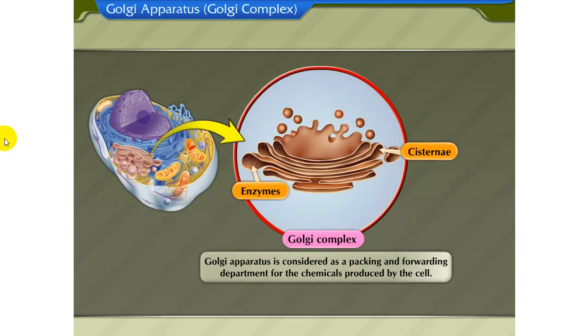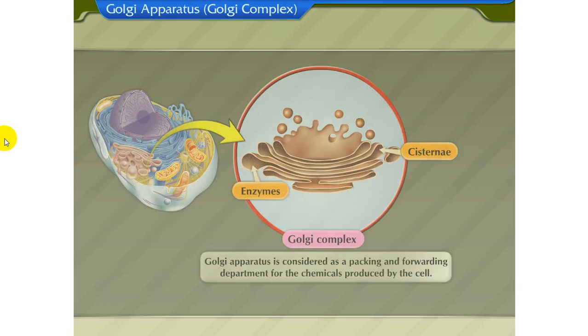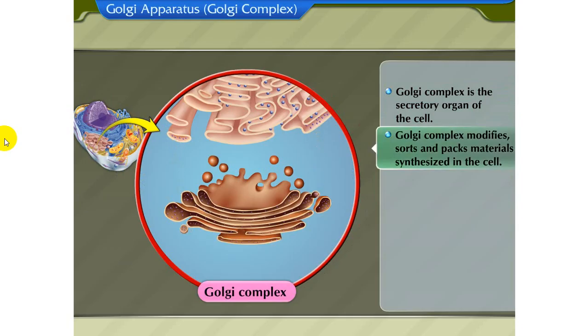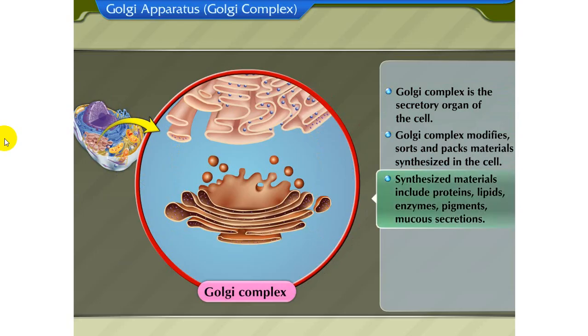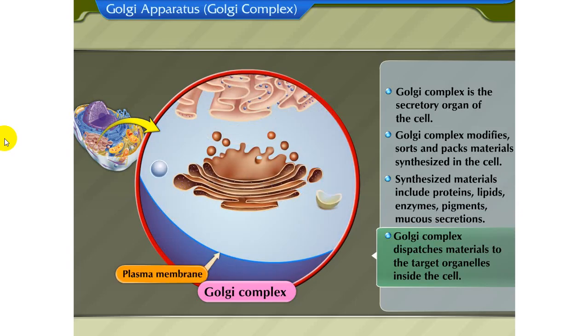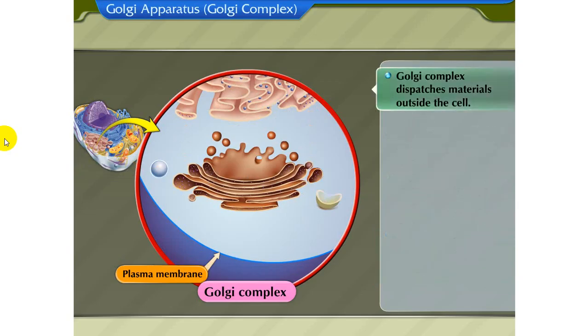Golgi apparatus is considered as a packing and forwarding department for the chemicals produced by the cell. Golgi complex is the secretory organ of the cell. It modifies, sorts and packs materials synthesized in the cell. These materials include proteins, lipids, enzymes, pigments, mucus secretions, etc. It dispatches these materials to the various target organelles inside the cell, such as plasma membrane and lysosomes. Sometimes it dispatches materials outside the cell.